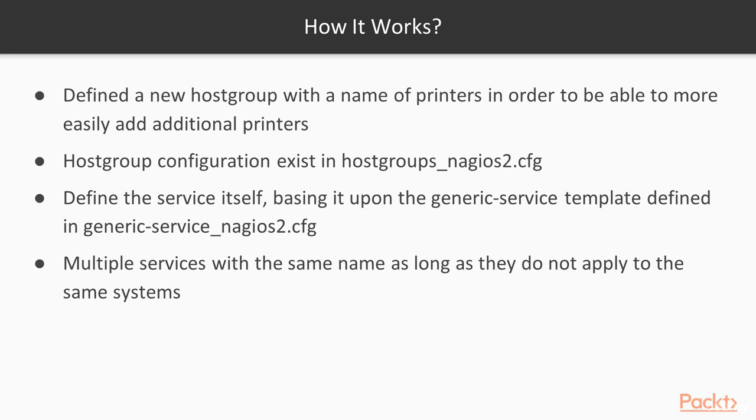Here we've defined a new host group in order to be able to more easily add additional printers in the future. This host group configuration could also exist in hostgroups_nagios2.cfg, but for our purposes, it makes sense to coexist with the service itself. Next, we define the service itself, basing it upon the generic service template defined in generic-service_nagios2.cfg.